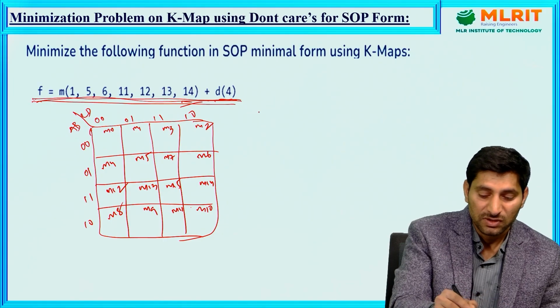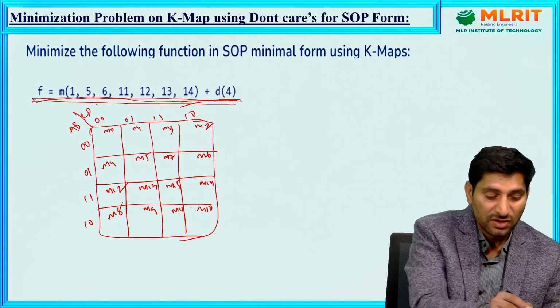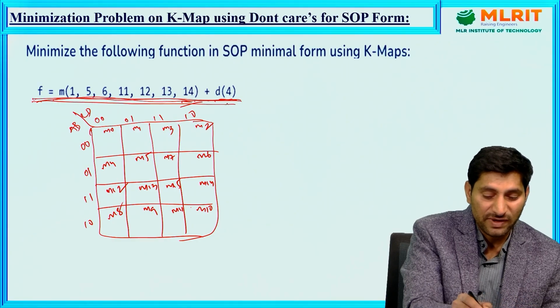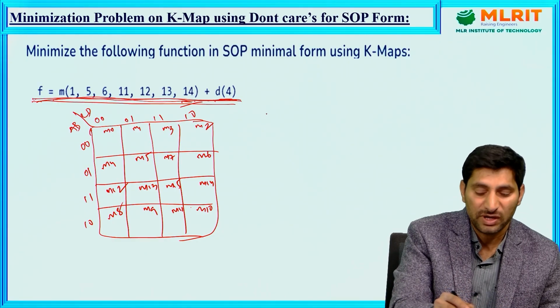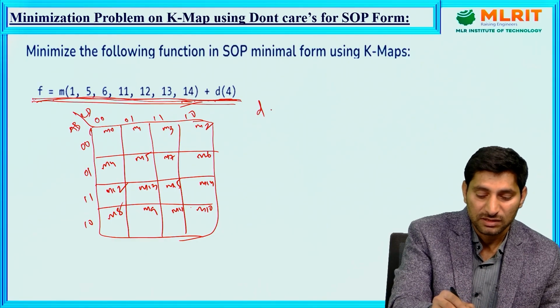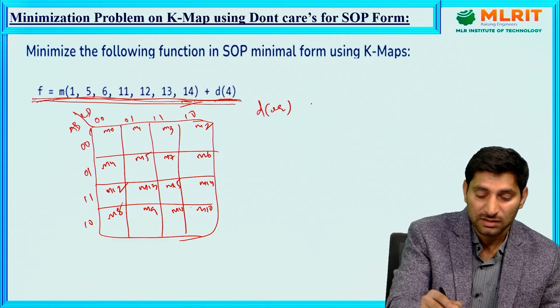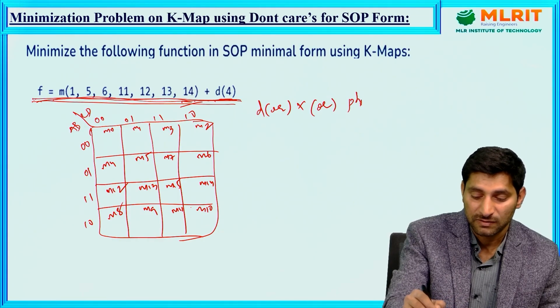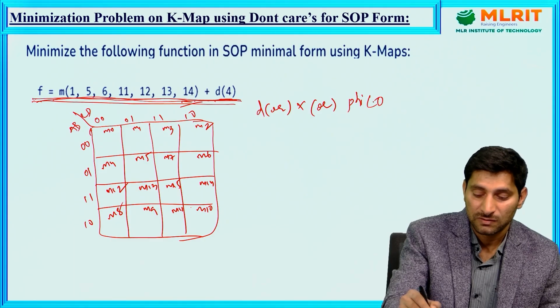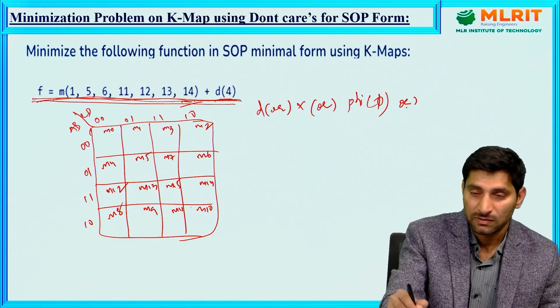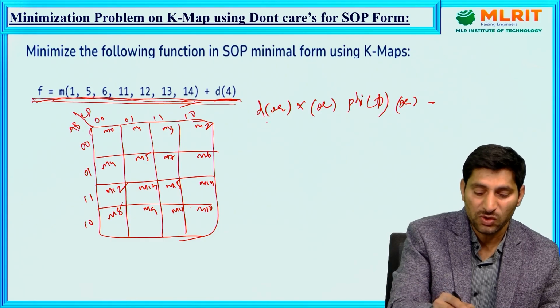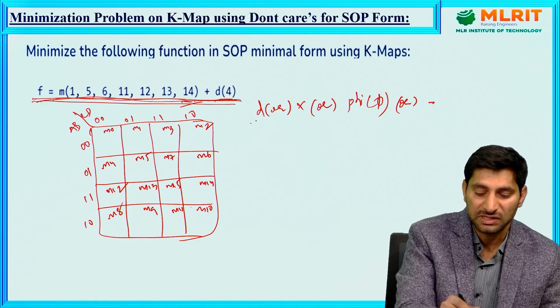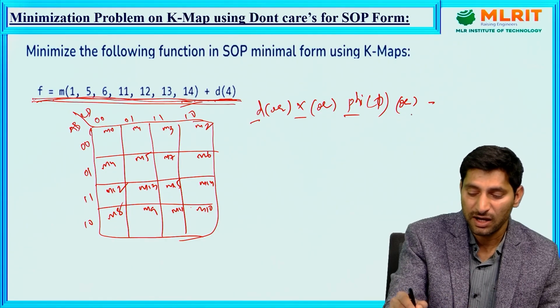Now in this, values are given along with some don't care values. Don't care terms can be represented by D or X or phi or minus.